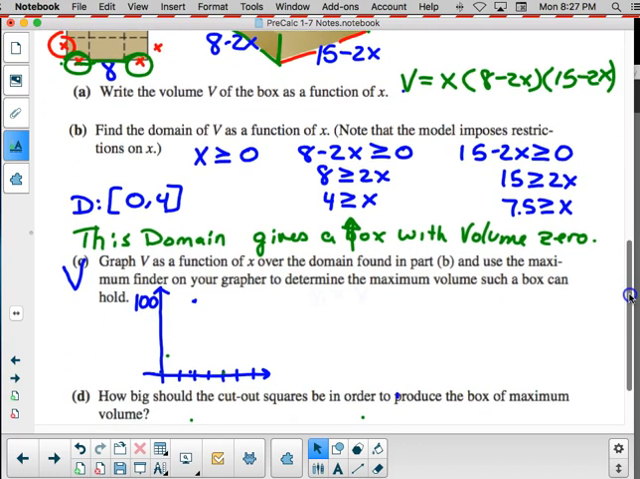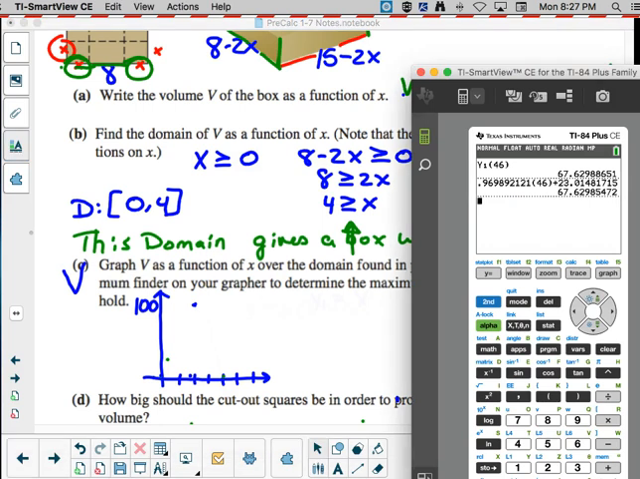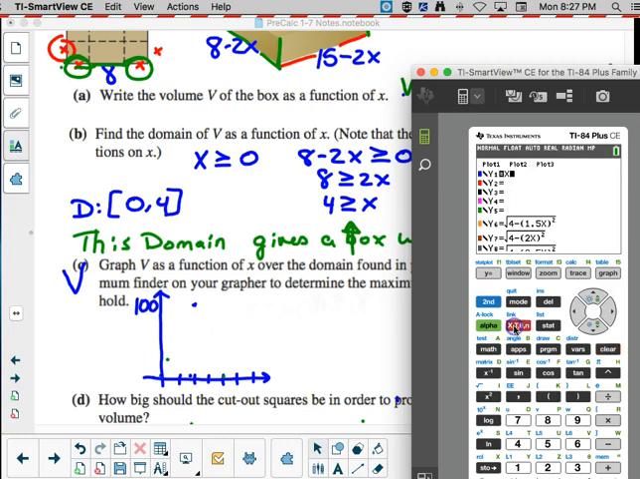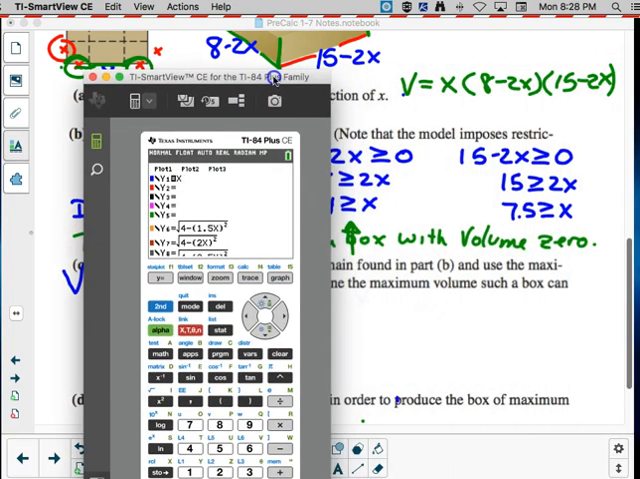All right, now I'm going to put this in my graphing calculator. So I got my graphing calculator. I go to y equals, I clear that. And I've got this function, x times, parenthesis, 8 minus 2x, right parenthesis, left parenthesis, 15 minus 2x, right parenthesis. Now I've got my volume of the box, and I know what's going on. I've got that in my calculator.